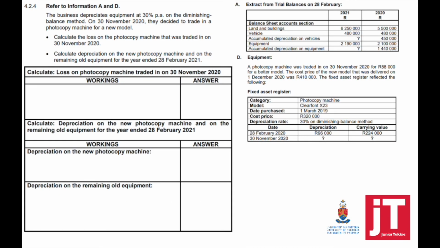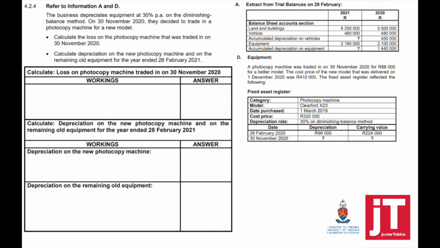Question 4.2.4. Refer to information A and D. The business depreciates equipment at 50% per annum, diminishing balance method, which means on the book value. On the 30 November 2020, they decided to trade in a photocopy machine for a new model.